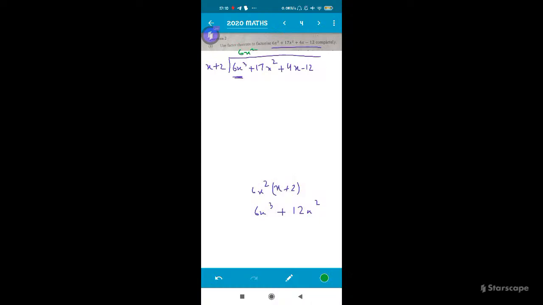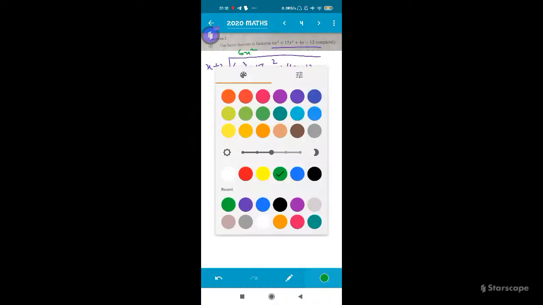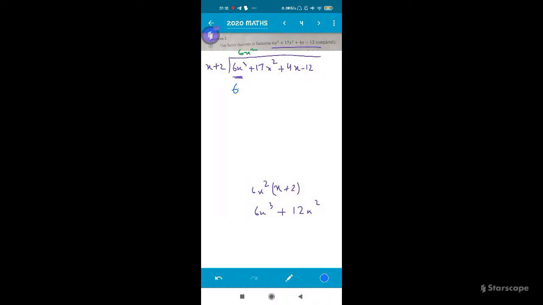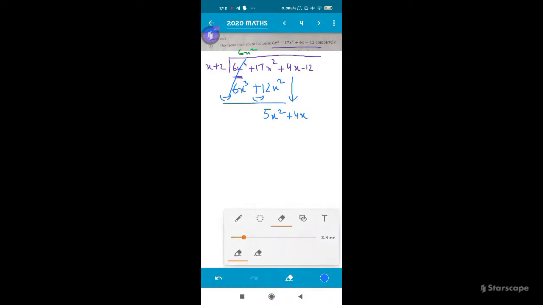I'm writing with green color. I'm writing the quotient with a different color so that you can understand it well. So now, what did we get? We got 6x cube plus 12x square. So it will yield us, this is getting cancelled out, we are getting 5x square, and this plus 4x is coming down. We are going to do the same procedure once again. So we have to bring 5x square.